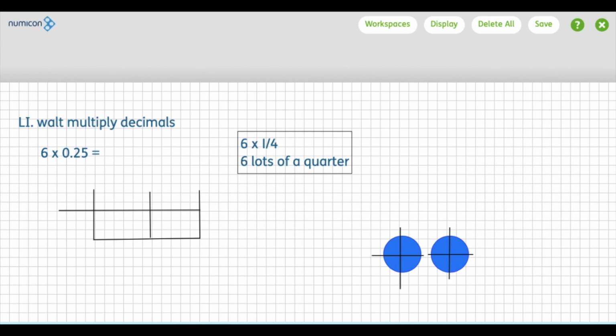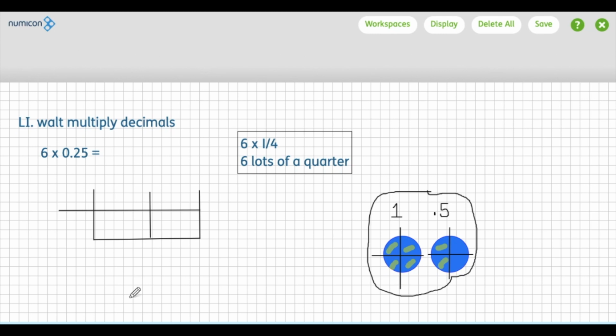And then if I wanted to talk about 6 quarters, I'd have 1, 2, 3, 4, 5, 6, okay. And if you were thinking about these shapes here, you'd have one whole here, and you'd have a half or 0.5 over on this side, okay. So as a pictorial representation, 6 times a quarter would be a quarter plus a quarter plus a quarter plus a quarter plus a quarter plus a quarter, or 6 quarters. And if we drew this picture, we'd find out that it's actually 1.5.